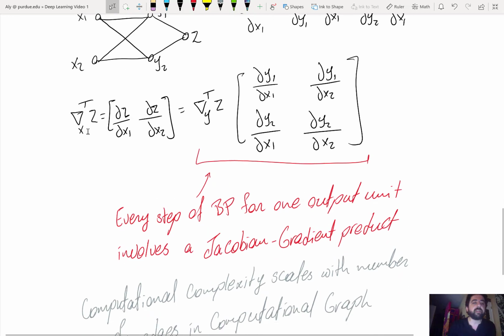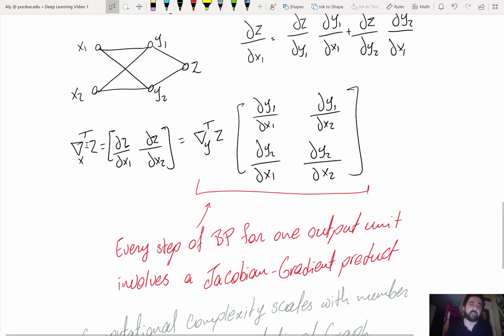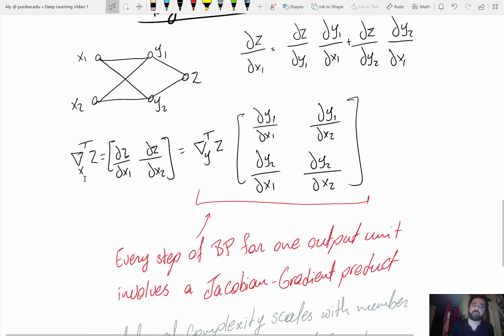Now, if we write this in matrix form, then the gradient of z with respect to x transpose, which is basically the partial derivative of z with respect to x1 and the partial derivative with respect to x2, is equal to the gradient of z with respect to y transpose times the Jacobian of y with respect to x. And the Jacobian is a matrix now because y is multidimensional and x is multidimensional. So it has all the sensitivities of the y variables with respect to small changes in the x variables.